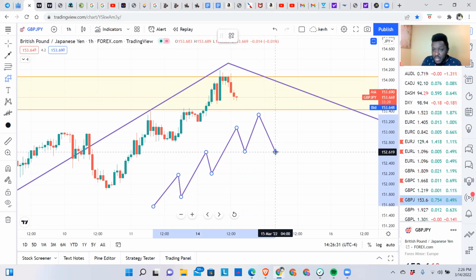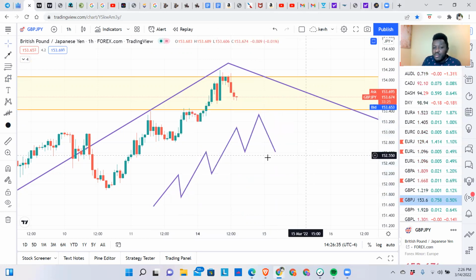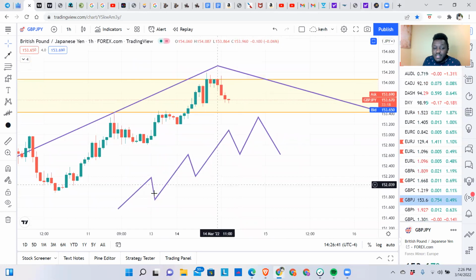What does that tell me as a trader? Or what does it tell you as a trader? This equal low has invalidated the higher high, higher low concept or structure of an uptrend. So this is where now you have to be patient.